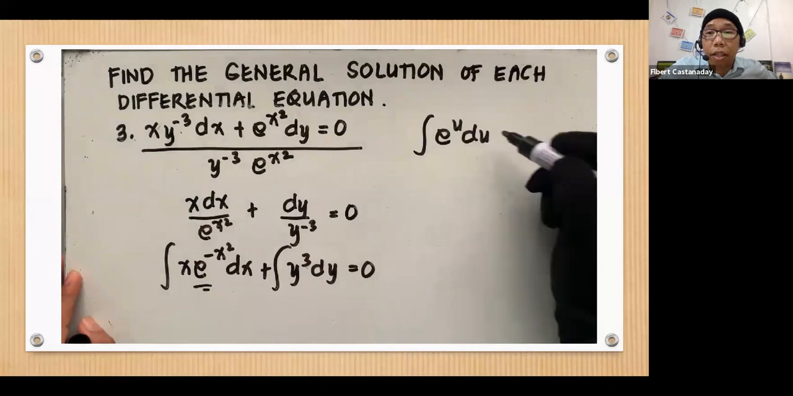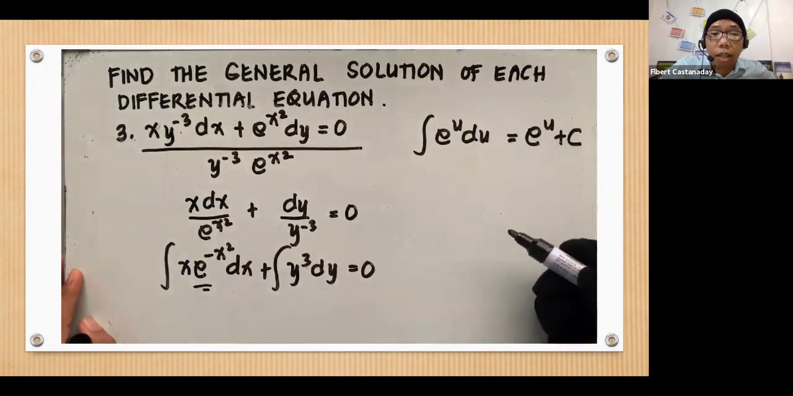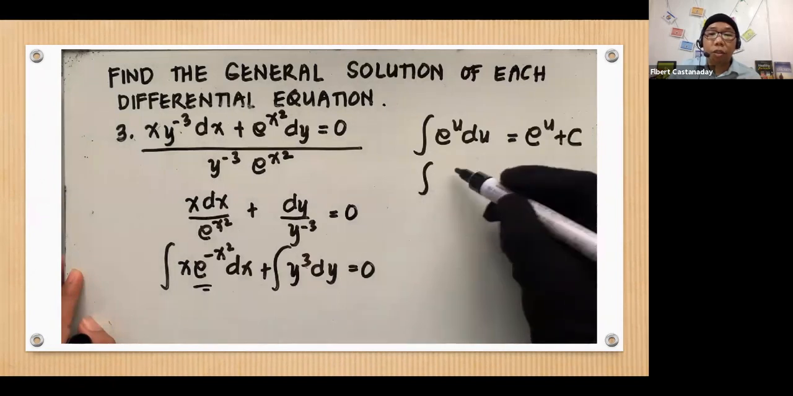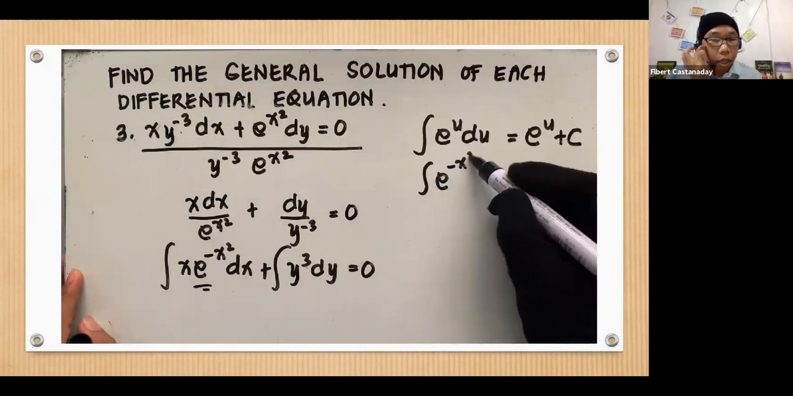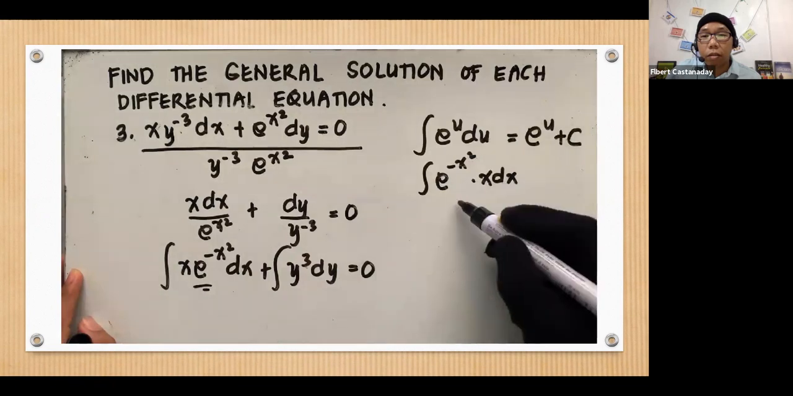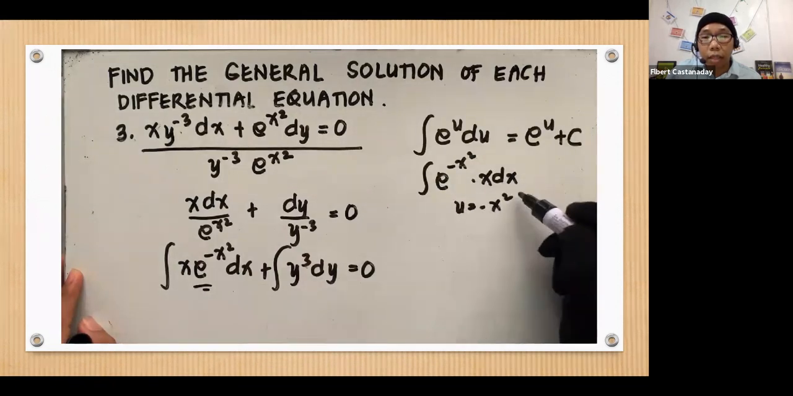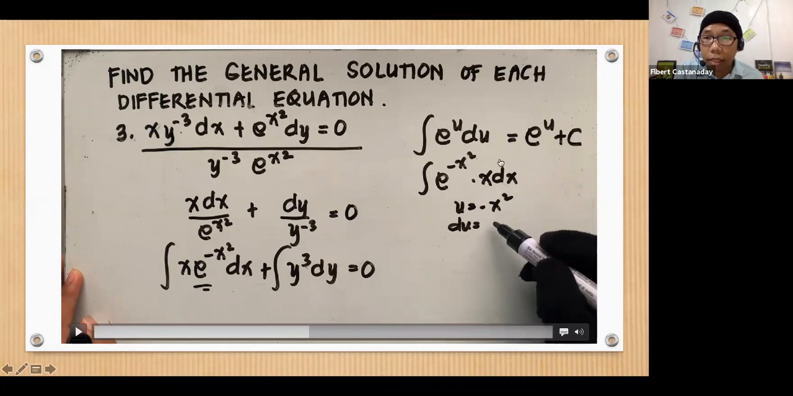Do you remember the integral of exponential functions, e raised to u du is e raised to u plus the arbitrary constant c. So let's check here since it involves an exponential function. Minus x squared. So ang ginawa ko lang, inayos ko lang siya times x dx. Okay, so our u here is minus x squared. So if you differentiate that to make sure, di ba, kung ito yung u natin, dapat this is the du of this given u, right?